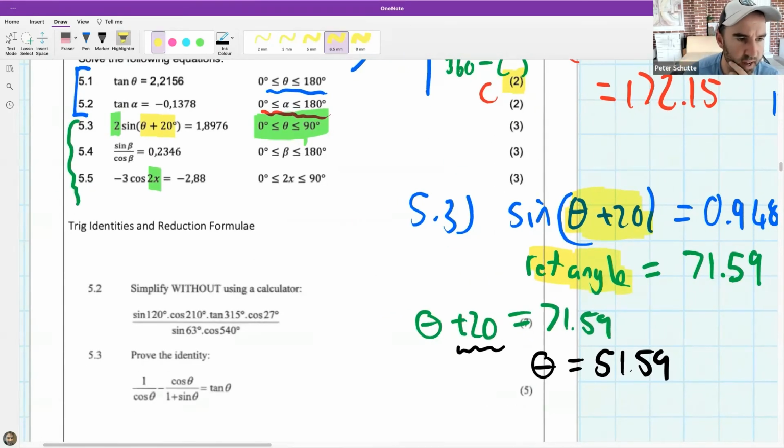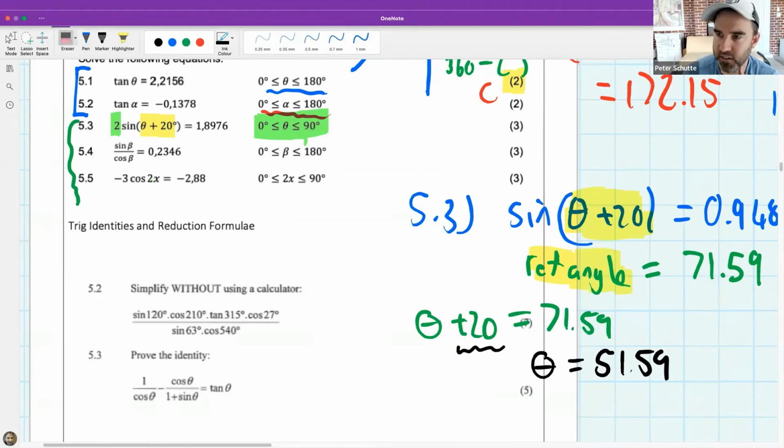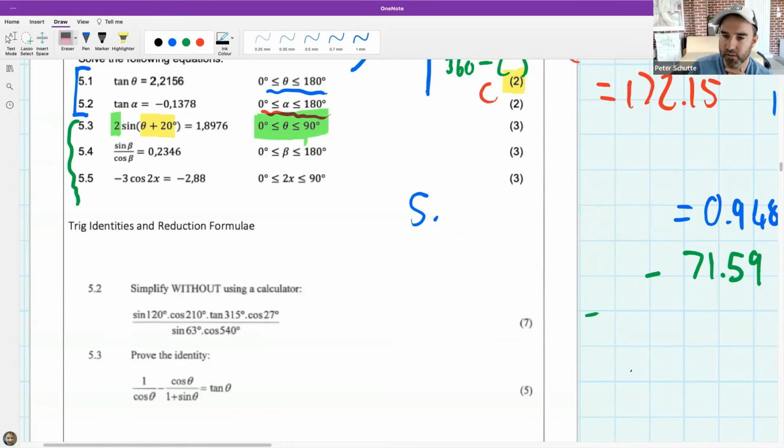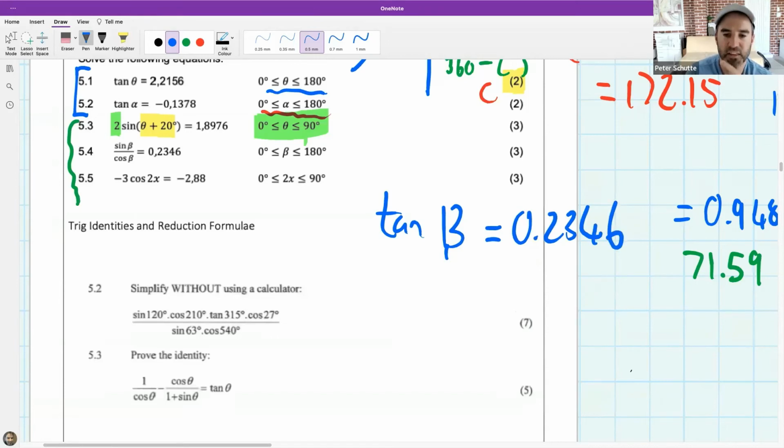Okay, let's try and do 5.4 together. What is the sine of beta over the cos of beta? And then we must move on to the identity question. We don't want to spend too long on this, but what is the sine of beta over the cos of beta the same as? In the chat. It's the tan of beta, yes. So if I rewrite question 5.4 as the tan of beta equals 0.2346, then I'm good.